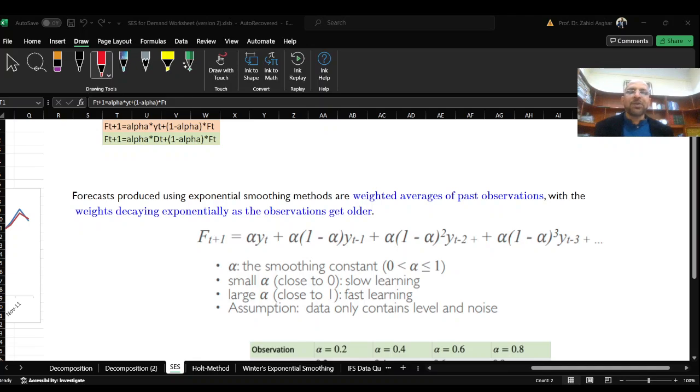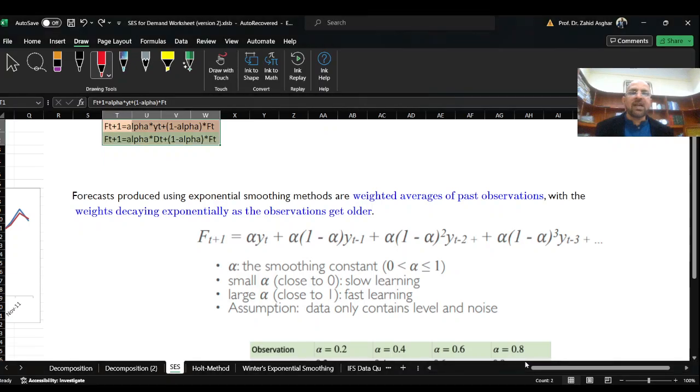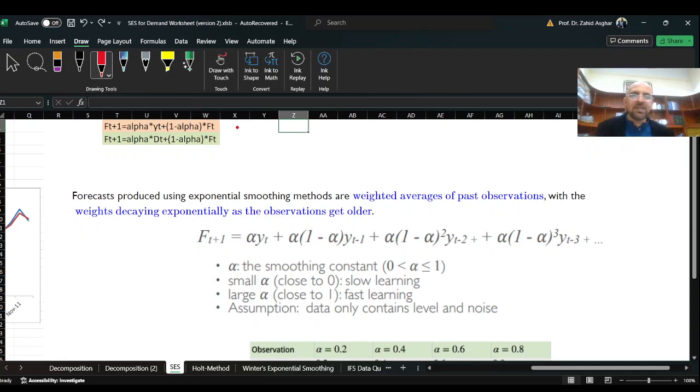In this video, I am going to explain how to do simple exponential smoothing using Excel. I will explain all these things using R in detail later on. So why do we use simple exponential smoothing? When we don't have any trend or seasonality in our data, we use it. If we don't have a dominant seasonal pattern or trend, we use simple exponential smoothing for forecasting the next period.